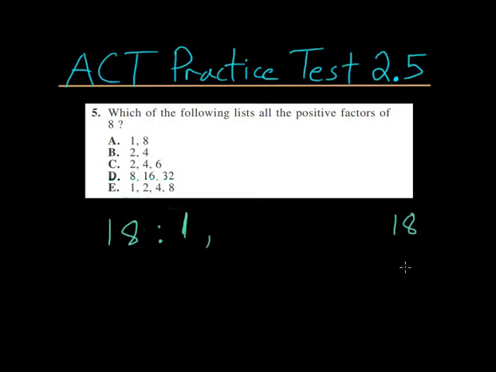From here, what I like to do is just move up the list. So the next number I'll try is 2. And 2 goes into 18 9 whole times. So we can write down 2, and we can write down 9. Now moving up to 3, 3 goes into 18 6 times. So 3 and 6 are both factors.